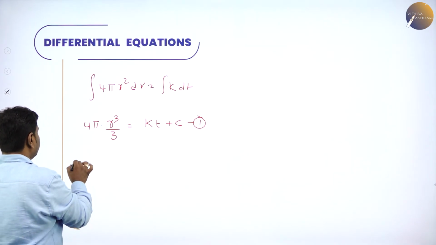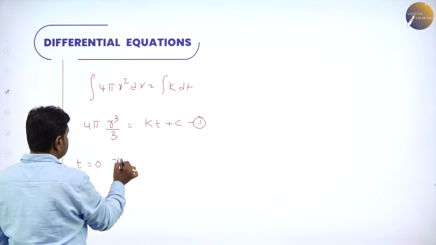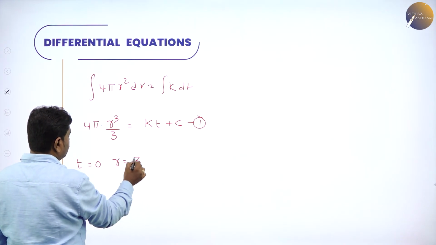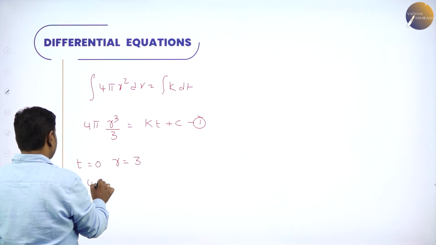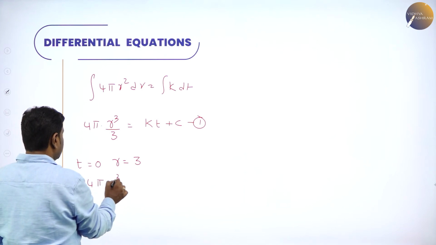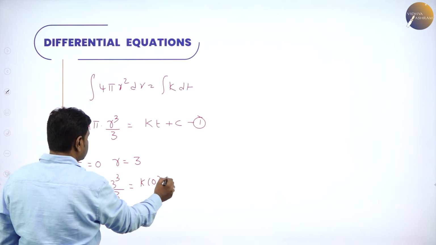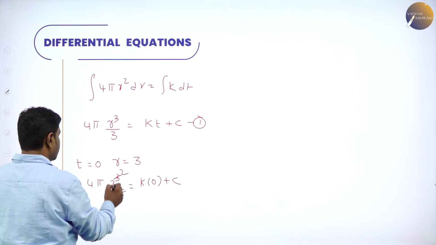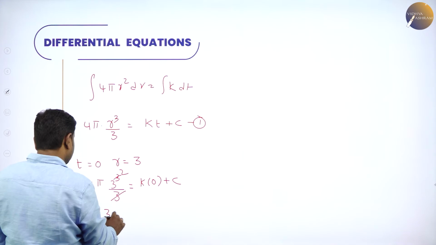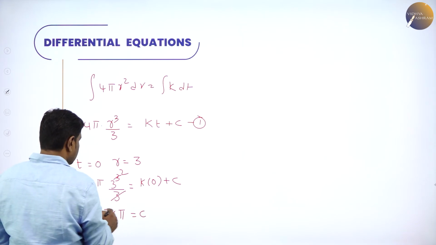When t is 0, r is 3. That's what they told. Substitute it. So 4 pi 3 cube by 3 is equal to k into 0 plus c, you will get c. 3 cube by 3 is 3 square, it will become 9, 9 fours are 36 pi is c. Got the value of c.